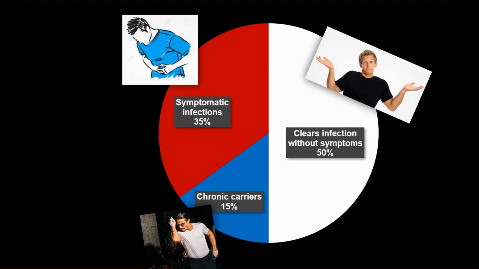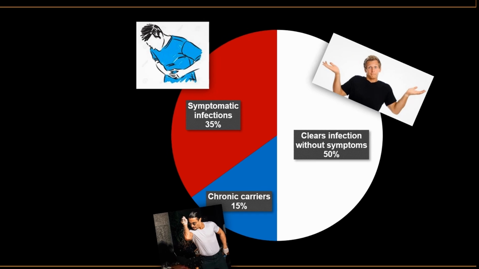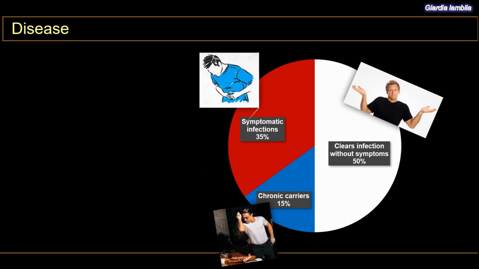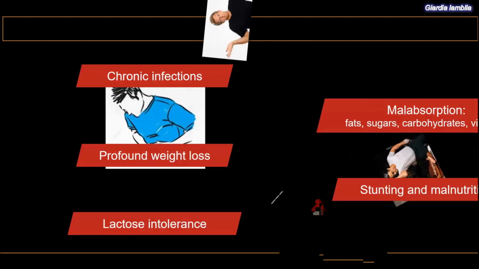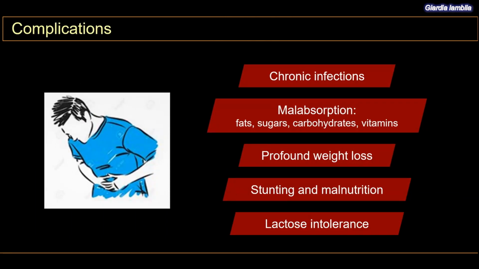Symptoms usually develop after about a few weeks from ingestion of contaminated food or water. Most acute cases manifest with diarrhea, either watery or steatorrheic, meaning fatty or foul-smelling stools. Other common symptoms include general body malaise, excessive flatulence, abdominal cramps, bloating, nausea, and weight loss, and the weight loss is most likely due to water loss. Most acute cases can be self-limiting with an average duration of about 2 weeks.